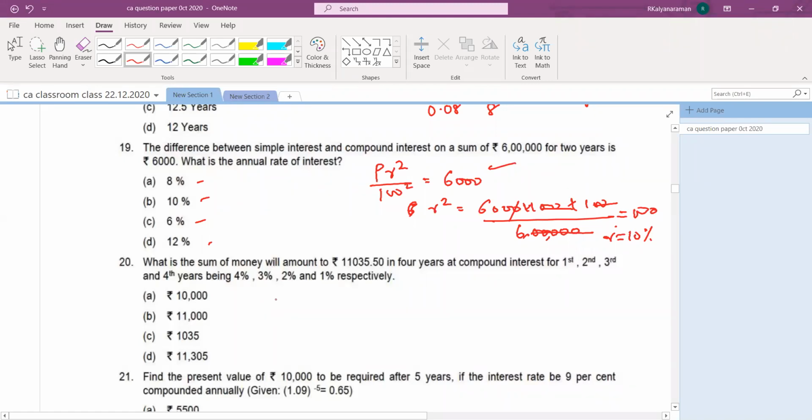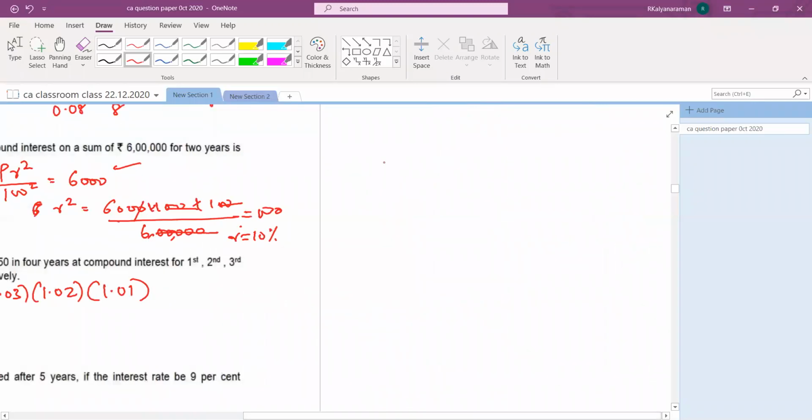For compound interest, when the rates for successive years are different, you know the formula for the amount is P into 1.04 into 1.03 into 1.02 into 1.01. This is the formula for amount when the compound interest is charged at different rates for successive years. Formula: amount is equal to P into 1 plus R1 by 100, into 1 plus R2 by 100, into 1 plus R3 by 100, etc.